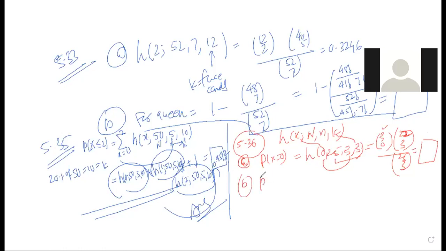And the b part is the probability of x equal to 1, right? That is equal to h of 1; 25, 3, 3. So that is equal to 3C1 now, and 22C3 divided by 25C3. Am I right, guys? Not 22C3, but I think it is 3 minus 1, that is equal to 2, because it is n minus x, right? N minus x. And here it is the denominator 25C3.